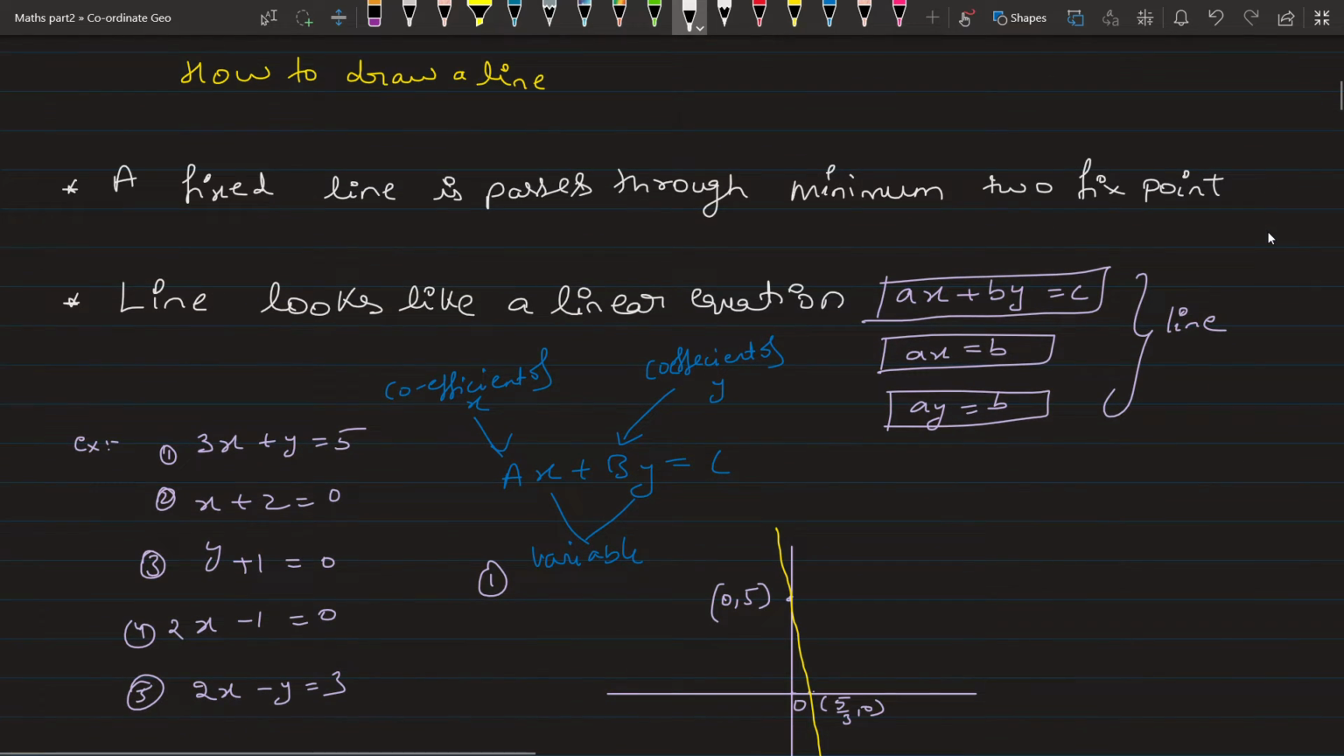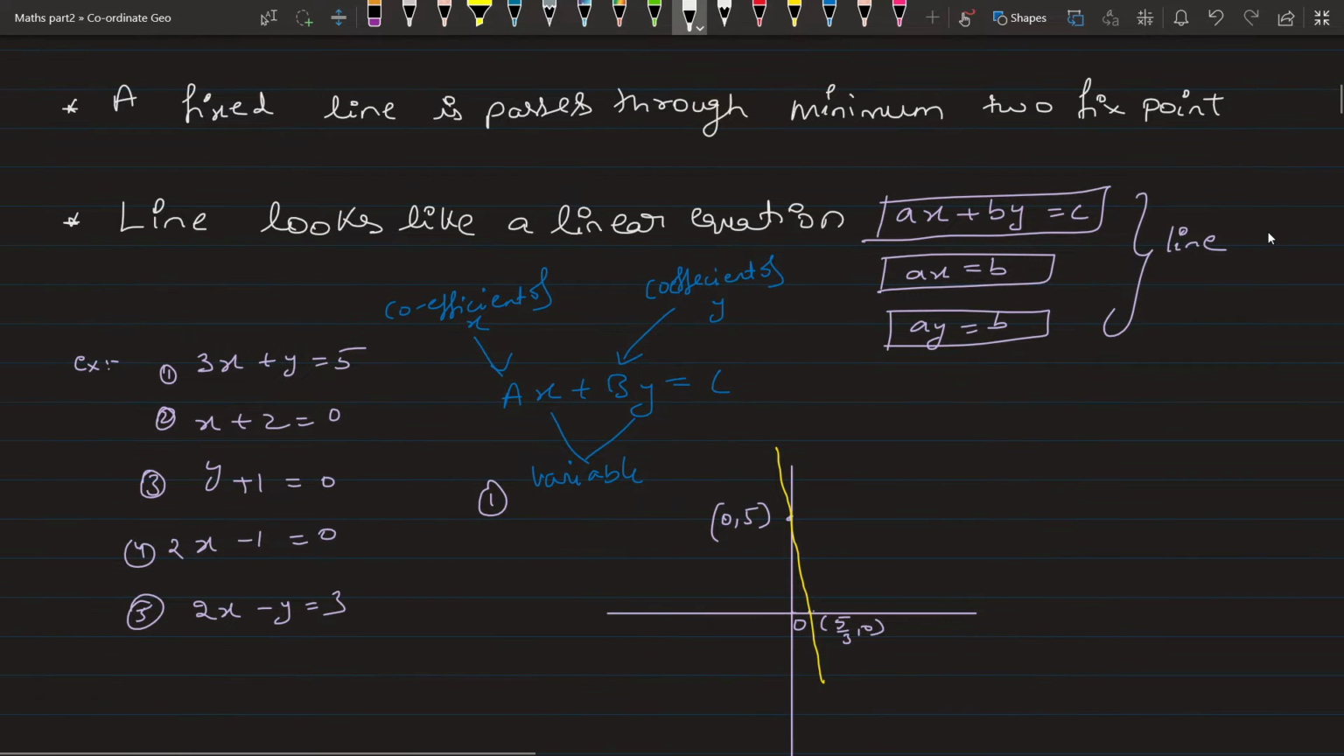How to draw a line? A fixed line passes through a minimum of 2 points. To draw a line we require a minimum of 2 points. Without 2 points, with only 1 point, we cannot draw a line. To draw a perfect line we require a minimum of 2 points.